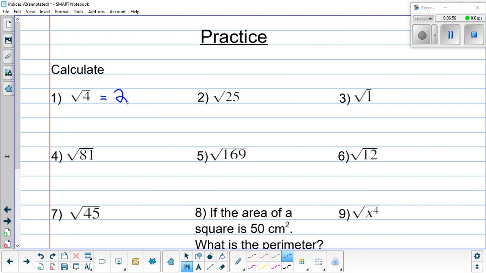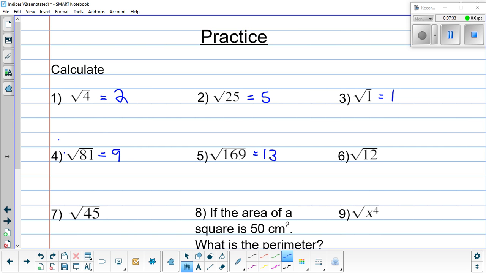Alright, so what number times itself makes 25? Well, that's 5. We've done that. The only number times itself that gives 1 is 1 times 1. Well, we know that 8 times 8 was 64, so it's a little bit bigger. 9 times 9 is 81, so our answer here is 9. Well, this one's a little bit harder, but if you know your times tables, 12 times 12 is 144, so let's go bigger. 13 times 13, that's 169 for sure.